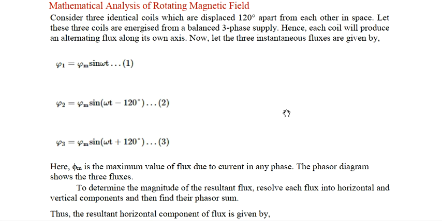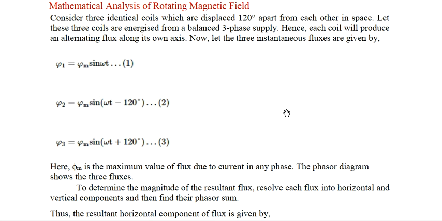Fine. So here each coil will produce an alternating flux along its own axis. When we energize a coil from an AC source, what happens? There will be alternating flux produced along its own axis. So here the three coils are displaced from each other by 120 degrees. Then we will see how the resultant flux will be obtained by considering all these three coils.